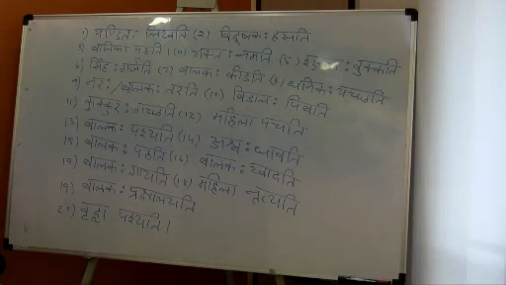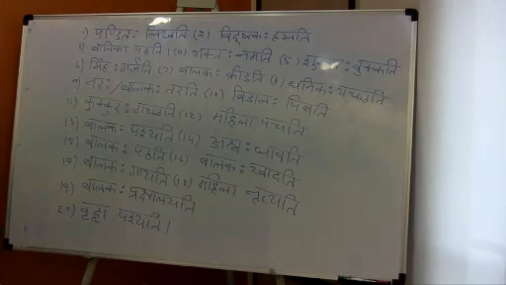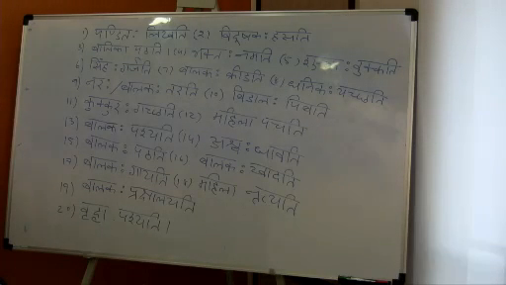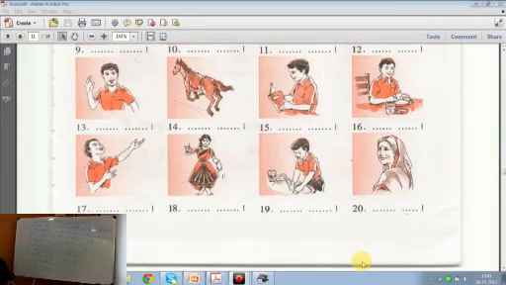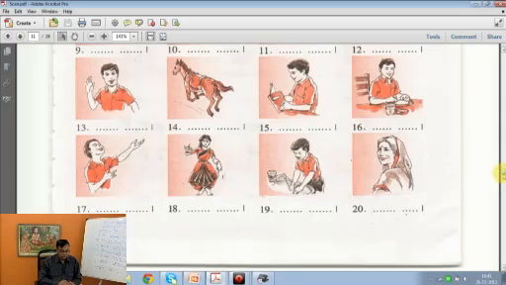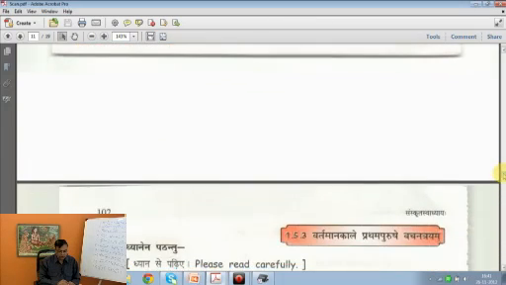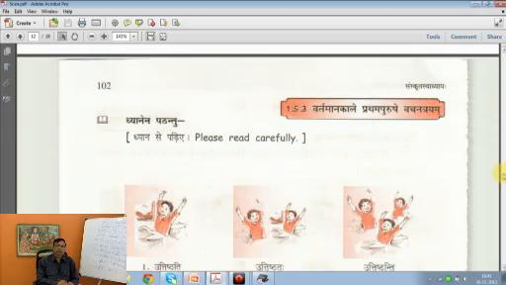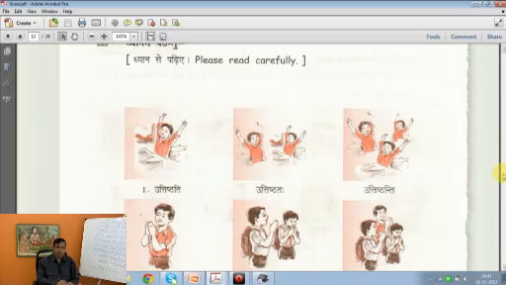Now in both these exercises, exercise 44 and 45, you are supposed to identify the nouns and choose the correct verb. Can we go now? Yeah. So we go to page 102 after this exercise. Now here in this page, Vartamana Kale Prathama Purushe Vachanatrayam. Present tense only we are continuing.